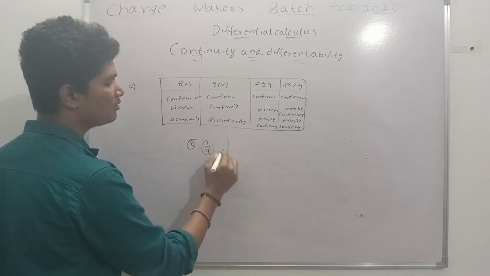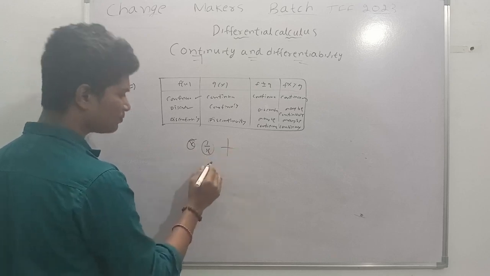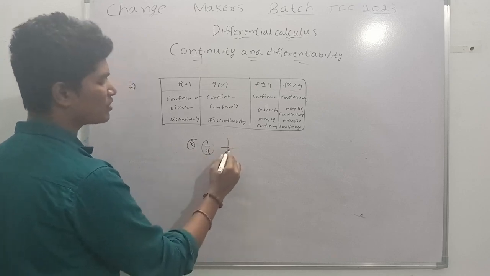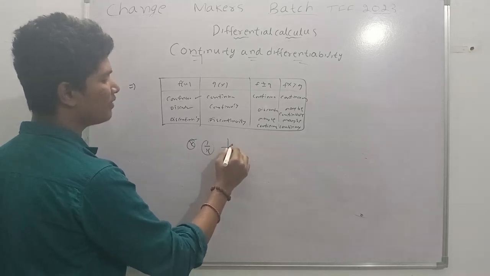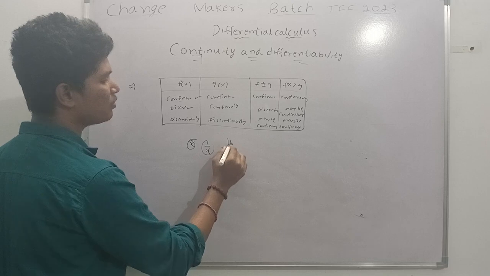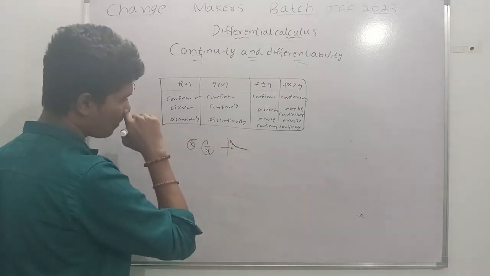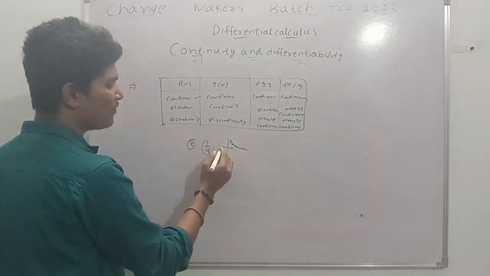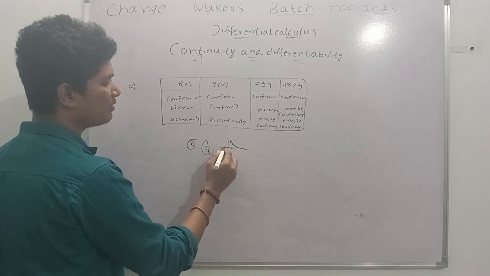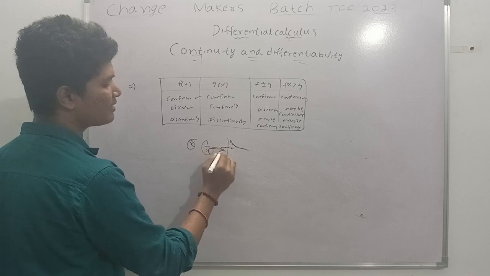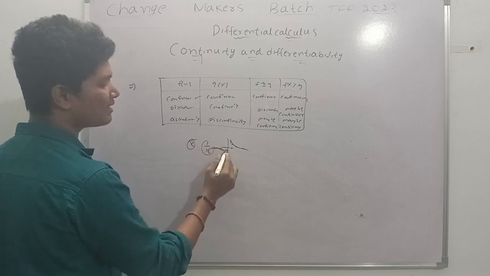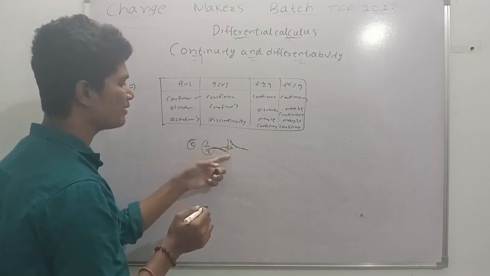What about 1 by x? Graph of 1 by x. At 0 it is not defined. For 1 it is 1, for 2 it is decreasing. So the graph will be like this. And if we take minus 1, it is minus 1, and for minus 2 it is like this. So you can say there is a discontinuity here.